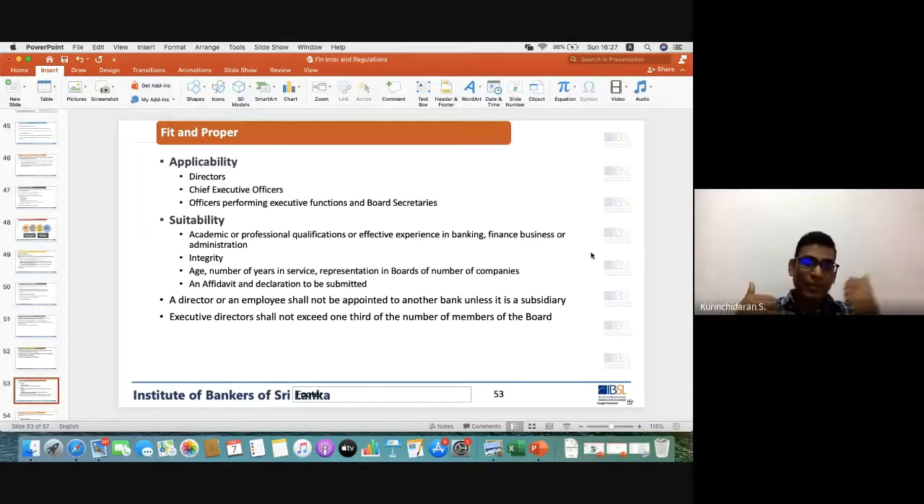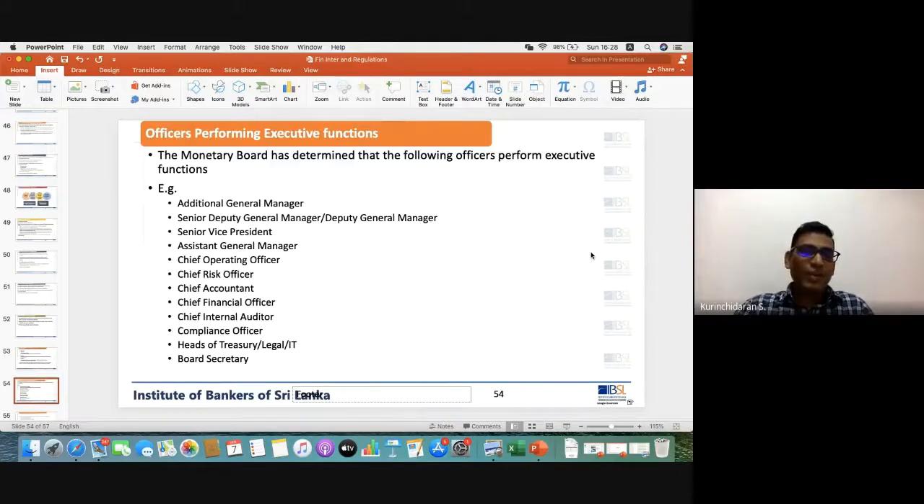And there are directions issued under each and every area. You can go through and see. I think recently, in 2019, there's a direction, so you can read that as well. It clearly says what should be done when they appoint a key management personnel or CEO. I was telling about key management personnel, officers performing executive function. That's also listed in the directions, and you can see the Monetary Board has determined that the following officers perform executive function.